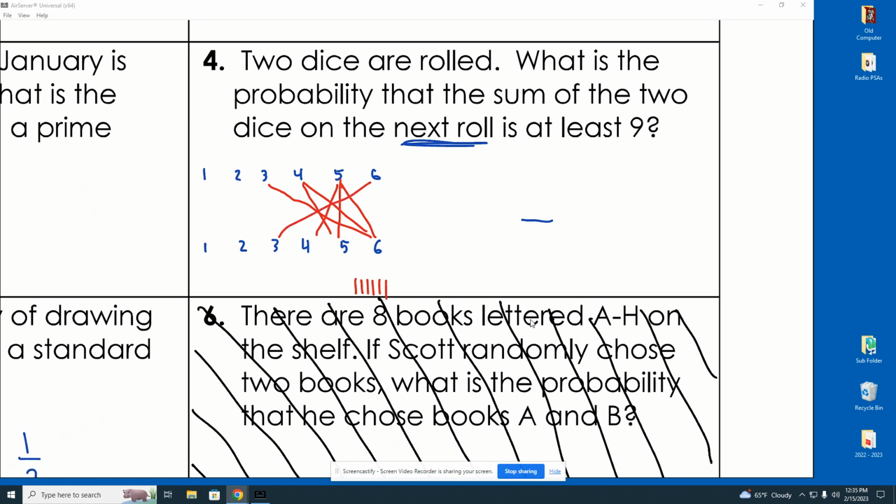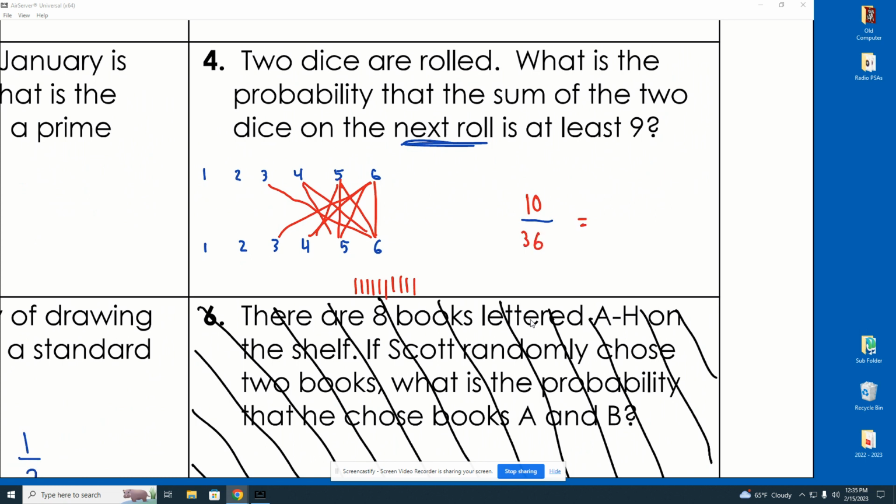6 would be with 3, 4, 5, and 6. So that's 1, 2, 3, 4 more possibilities. So in all, that's 1, 2, 3, 4, 5, 6, 7, 8, 9, 10 out of how many possible rolls? This kind of confuses me. How many? 36. Does anybody know how I got to 36?